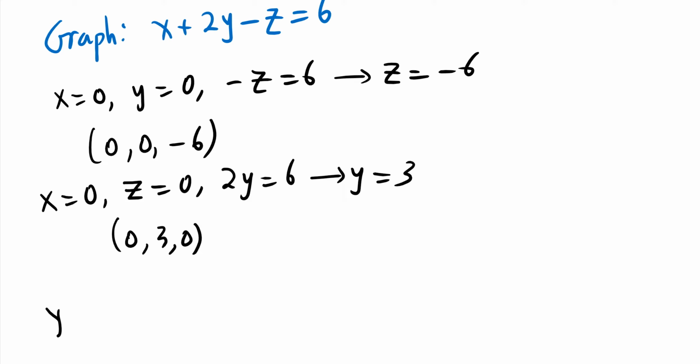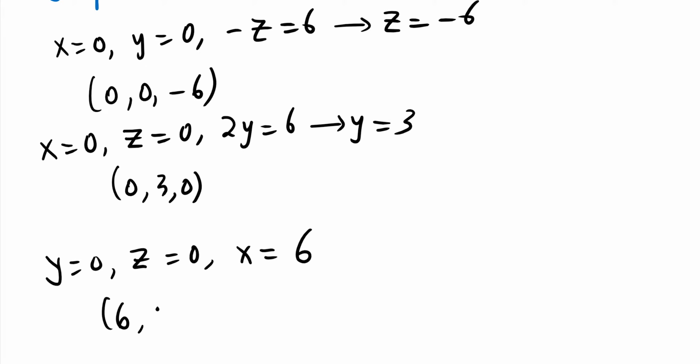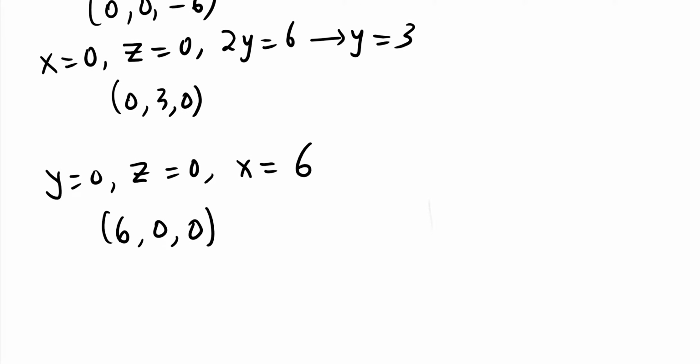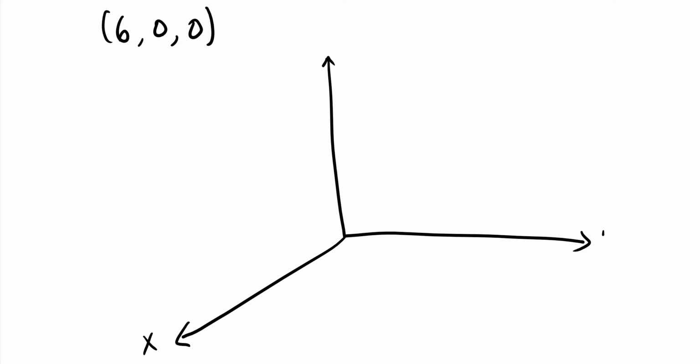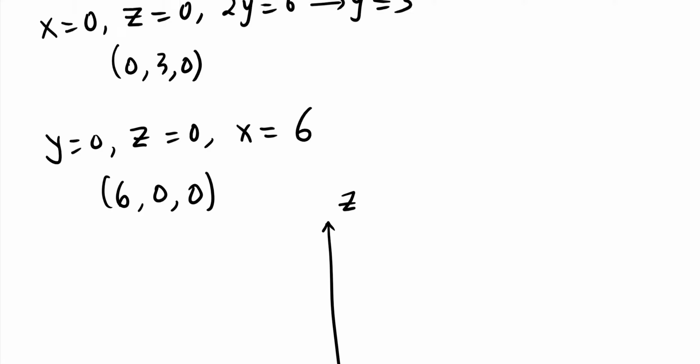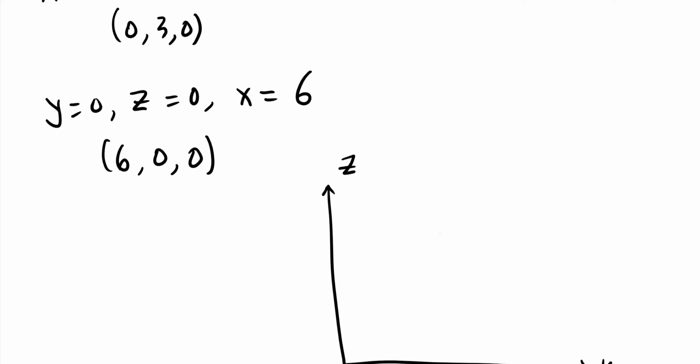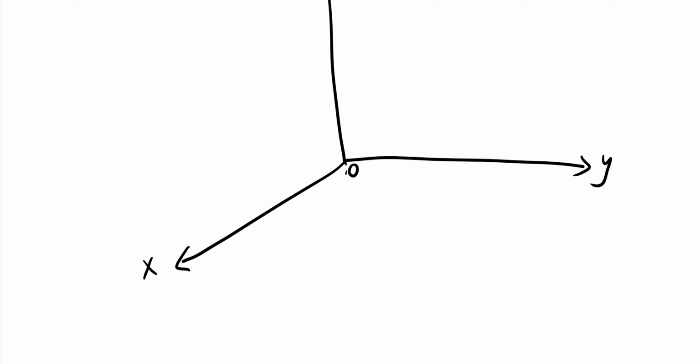If you take y 0, z 0, what do you get? x equals 6. So you get 6, 0, 0. So 3 points are sufficient to graph this equation. I always put x here, y there, and z there. So the first point is 0, 0, negative 6. Where is negative 6? Negative means down here. That's the negative axis. 1, 2, 3, 4, 5, 6. That's one of the points.